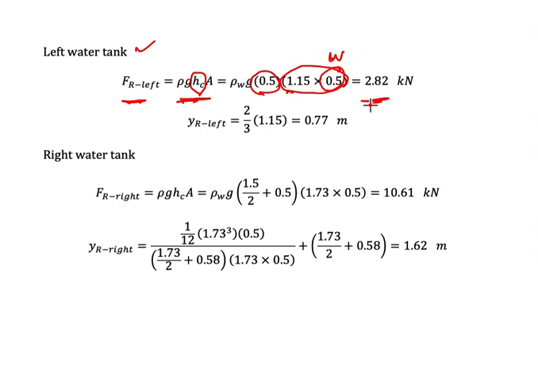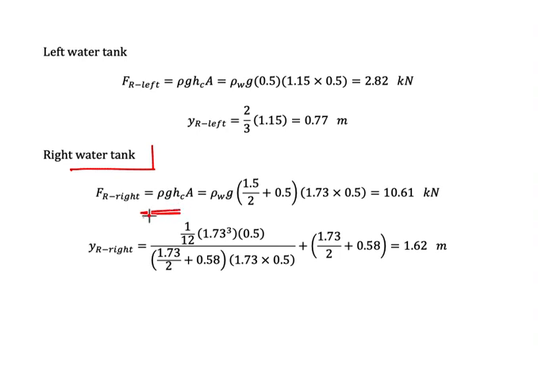And then we could calculate the y_R for the left tank. It is equal to 0.77 meter. And then for the right water tank here, we could calculate the force rho g h_c A as shown here, and then we get 10.61 kilonewton, and the y_R here is 1.62 meter.